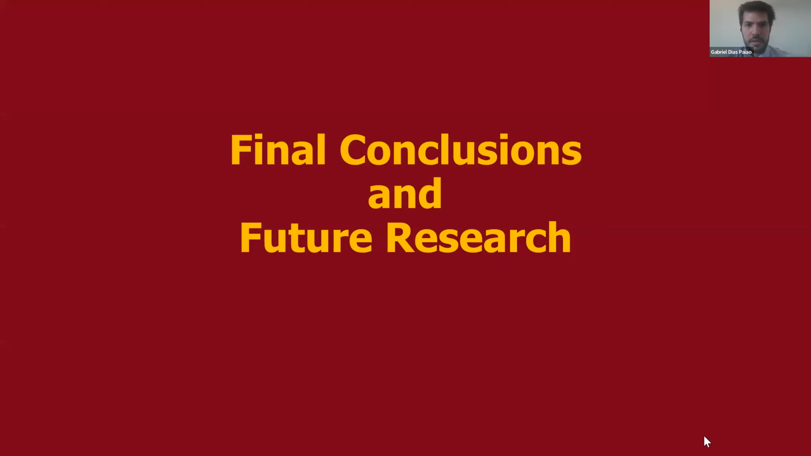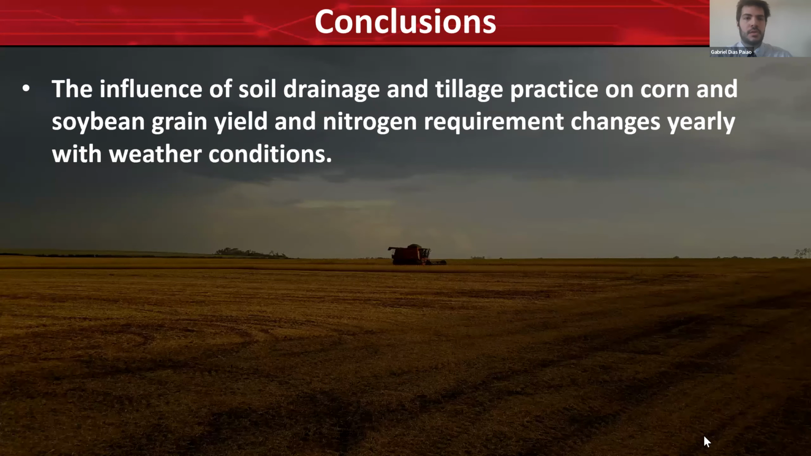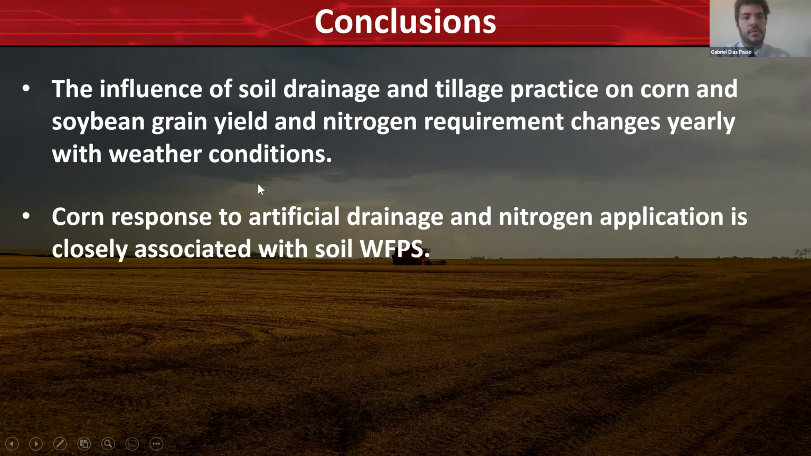So now moving on to the final conclusions and future research section. The influence of soil drainage and tillage practice on corn and soybean grain yields and nitrogen requirements changes yearly and with weather conditions. Corn response to artificial drainage and nitrogen application is closely associated with soil water filled pore space. And this creates some opportunities, because if we were able to quantify soil water filled pore space at a fine scale in the soil, that might be a very useful metric to help guide nitrogen application for corn production.